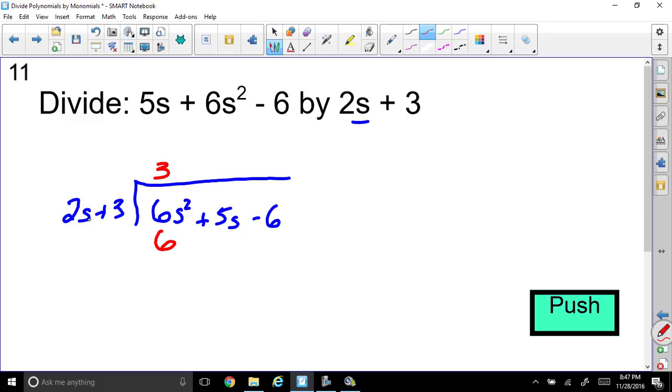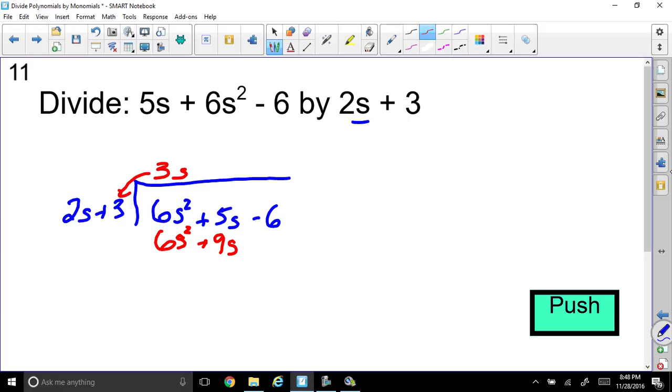Now, how many times does s go into s squared? Just s times. Because s times s is s squared. So 3s times 2s is 6s squared. But remember, you have to multiply that by the 3. 3s times positive 3. Well, 3 times 3 gives me a positive 9. And don't forget that little s at the end.